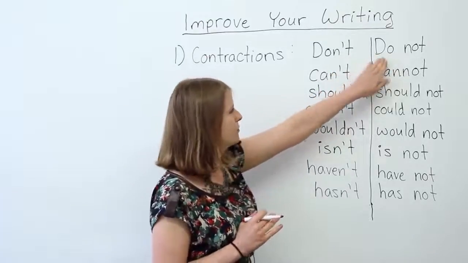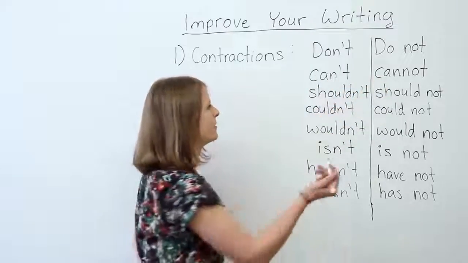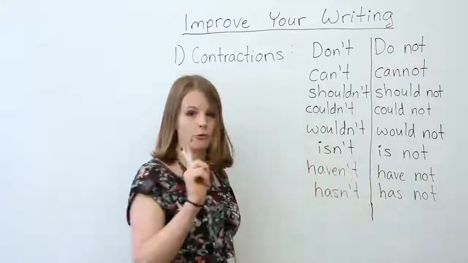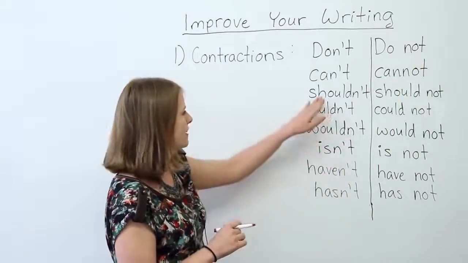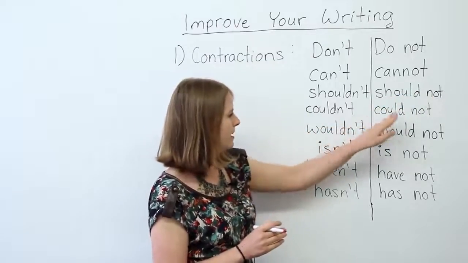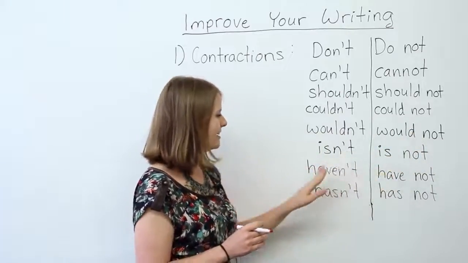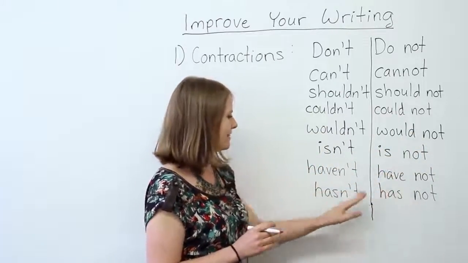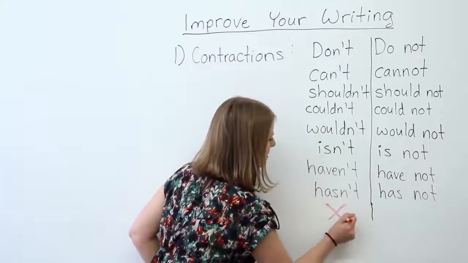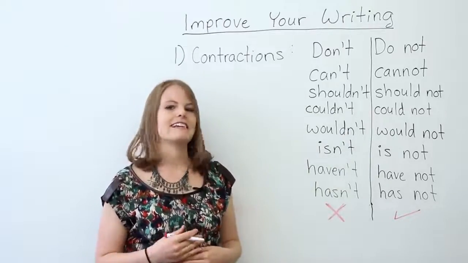So instead of don't, use do not. Instead of can't, use cannot. And notice how with do not, it's actually 2 words. Cannot is just 1 word. Shouldn't becomes should not. Couldn't becomes could not. Wouldn't, would not. Isn't, is not. Haven't, have not. Hasn't, has not. Okay. So don't use these, use these. Okay. So now let's look at tip number 2.